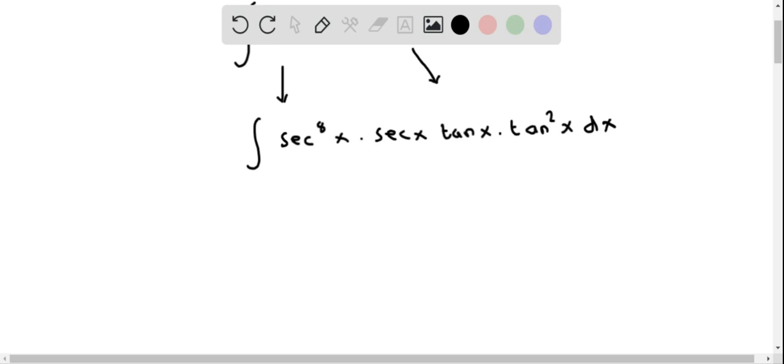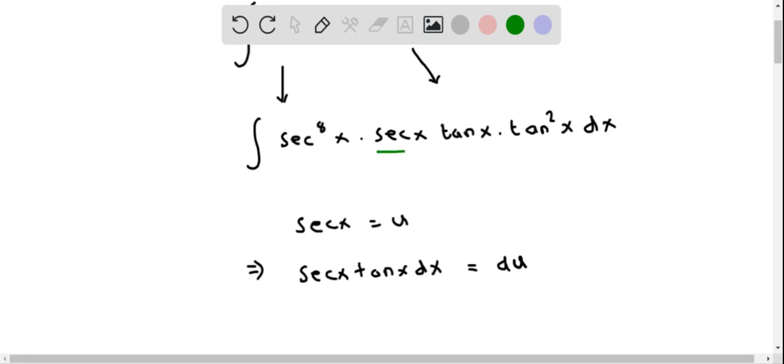Now I'm going to substitute secant x equals u, and so this implies if we take the derivative of secant x, which is secant x tangent x, we then put dx, and this equals du. And this means if you look at the original integral, we can replace this secant x tangent x times dx as du, and we can also replace this secant to the power 8 of x as u to the power 8. We just have to replace this tangent squared x.